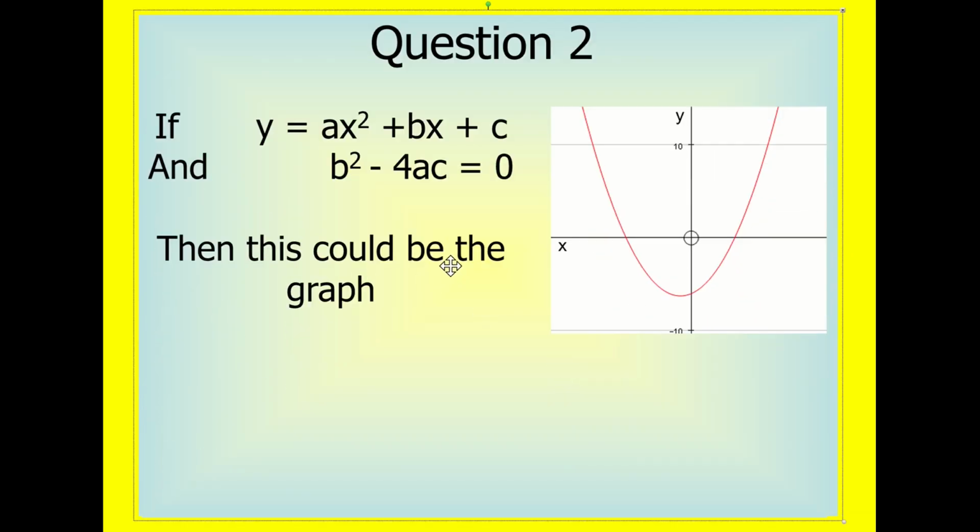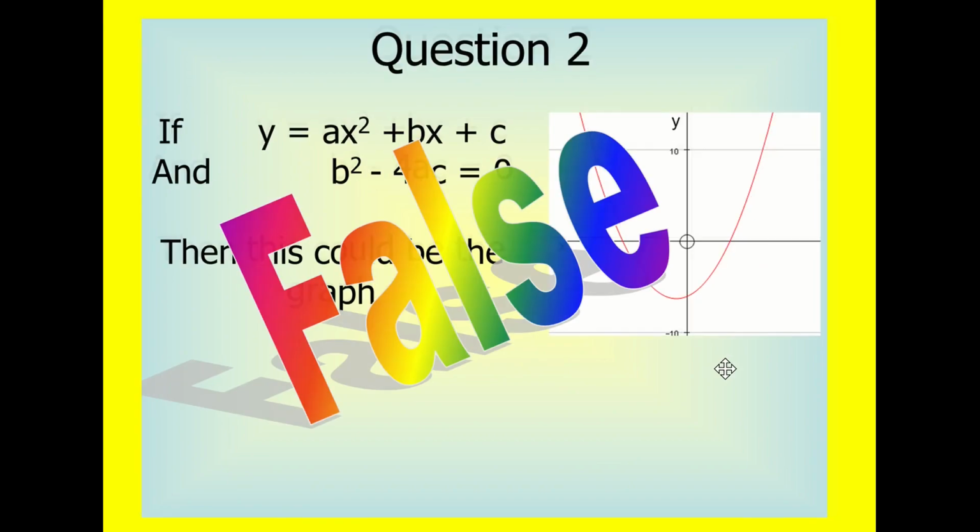Question 2. Could this be the graph? False. If the discriminant is equal to 0, we get 2 solutions, but they are the same. That's what we say. Sometimes people say there's one solution, but we get a repeated root essentially. So the graph will look a bit like this.